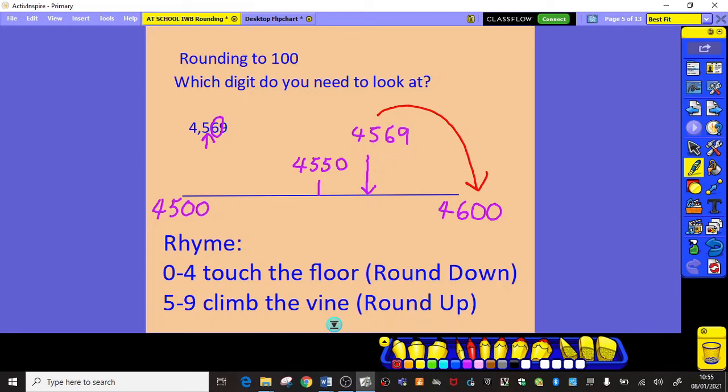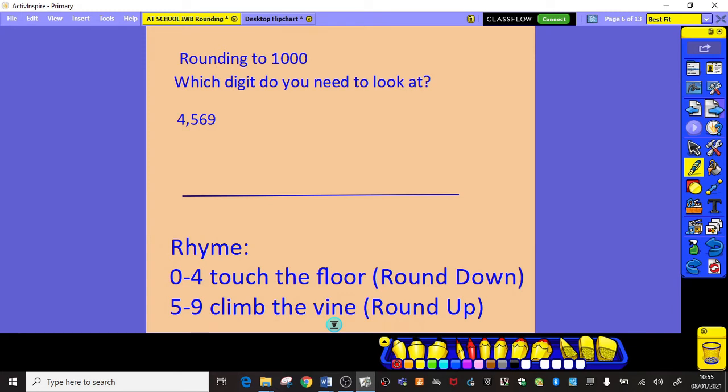As I've said previously, the indicator though is that the number before the hundreds column, if it's 5 to 9, that tells us that we round up. I'm going to take the same number again now and round to the nearest 1,000. Some of you, I know, have just done this in your head. Well done. 4,569. This time, I'm looking at rounding to the thousands column. I need to look at the number in the column before. On this occasion, it's a 5.